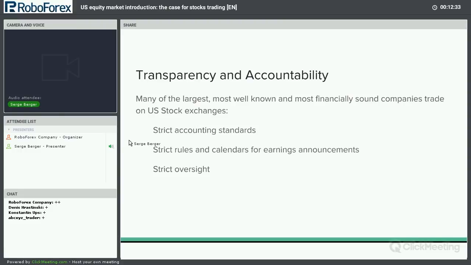Now, also, the United States has very strict accounting standards that it forces upon its publicly traded companies, like a lot of countries do around the world, but they tend to be somewhat more stringent still than a lot of others. There are very strict rules for earnings announcements and for calendar announcements. So this makes it very important. This is a very, very important point.